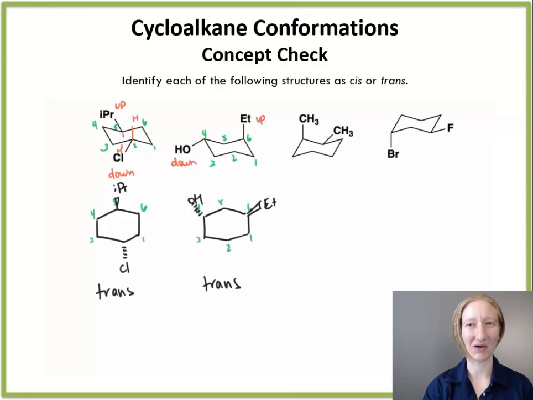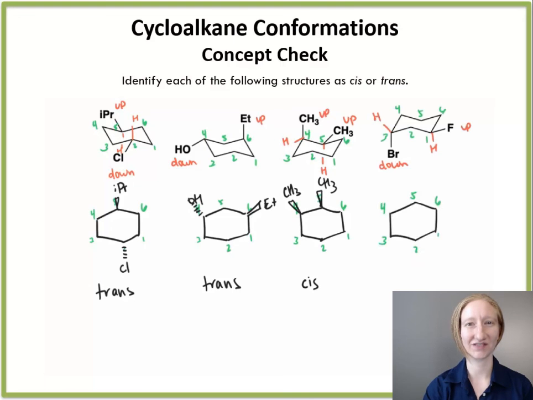Now in the second example, we have an ethyl group up and an OH group down. They're on opposite faces of the ring, and so the stereochemistry is trans. In the third example, there are two methyl groups. They're both pointing up above the ring, so the stereochemistry here is cis. Finally, in the last example, we have a bromine group pointing down and a fluorine group pointing up. These groups are on opposite sides or faces of the ring, and so the stereochemistry here is trans.